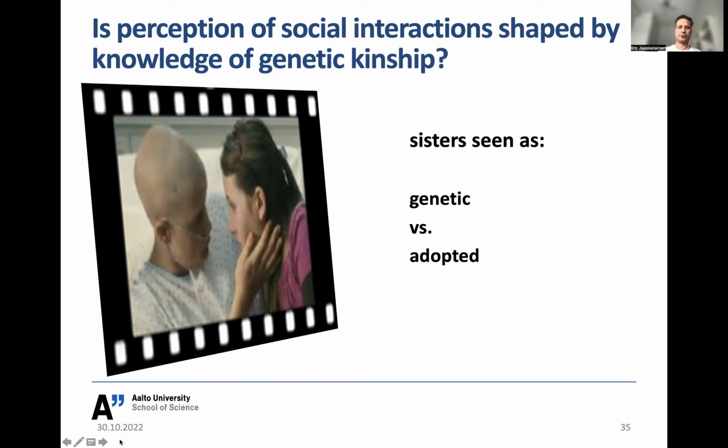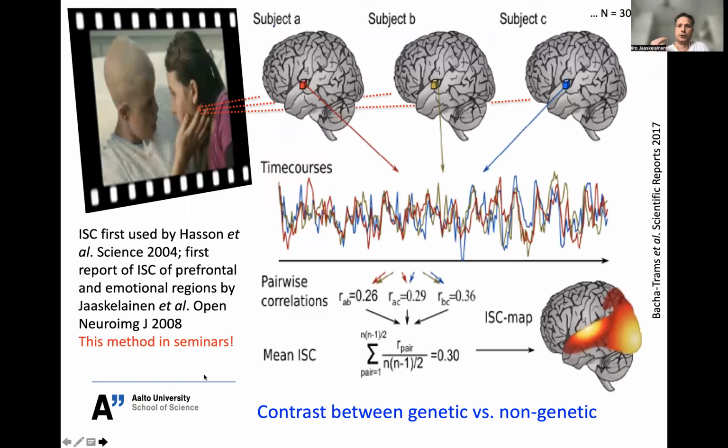So we just manipulated this tiny bit of prior information. These sisters you're going to see are genetic sisters. And then in a different run, one of the sisters you're going to see in this movie was adopted at a young age. So they're sisters without or with genetic relationship. So, I mean, genes matter in this question of kinship premium. And so then we used a method called intersubject correlation that was first introduced by Uri Hasson and colleagues in 2004. We also expanded this in 2008. And okay, so there's also a reference on this slide to seminars from some previous year that I've been giving this lecture.